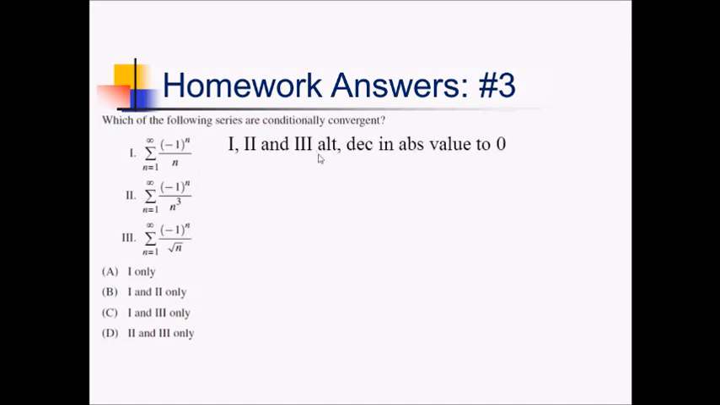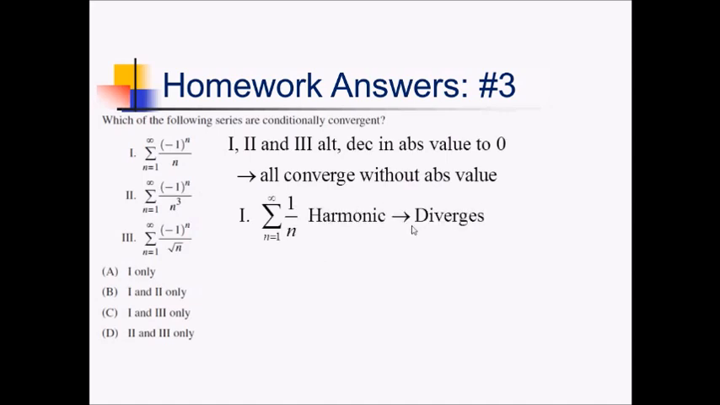So these all alternate and decrease in absolute value to 0, which means that they will all converge without absolute value. So really we just need to figure out which one of these do not converge with absolute value thrown in. So let's check them out. This first one with the absolute value is going to be just 1 over n. Now this is the harmonic series, which we know diverges. So that means that 1 converges conditionally.